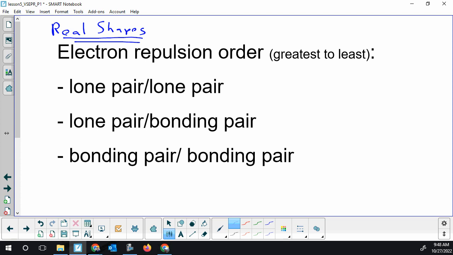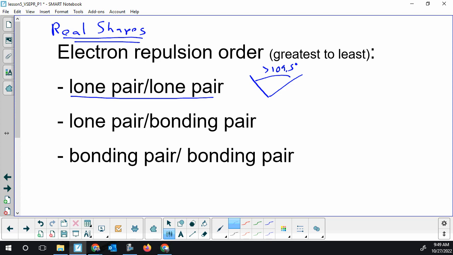Okay. So electron repulsion order. What's the greatest repulsion? Well, when the electrons are totally unblocked or unshielded. Lone pairs against another lone pair, nothing blocking them, that angle is going to be a little wider than expected. So if you have two pairs of electrons and you're expecting 109.5 degrees between those two pairs of electrons, you're going to see a little bit greater than 109.5 as they repel each other a little bit more.